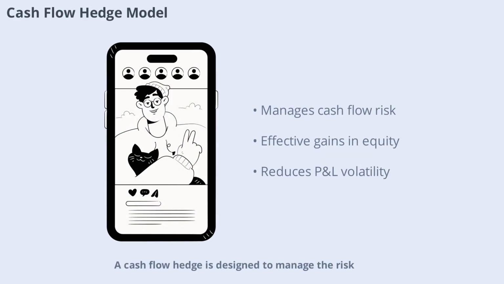Cash flow hedge is designed to manage the risk of variability in future cash flows related to an asset, liability, or a highly probable forecast transaction. Under this model, the effective portion of gains or losses on the hedging instrument is recognized in equity, typically in a cash flow hedge reserve. This approach helps avoid unnecessary volatility in profit and loss statements, especially when the timing of gains and losses on the hedged item and the hedging instrument do not match.